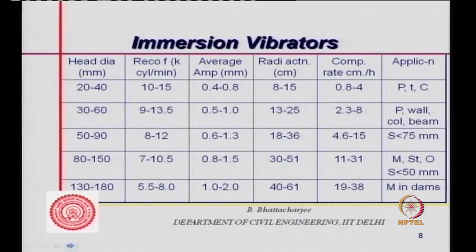Now we can look at the head diameter of this needle, 20 to 40 mm. Where will you be using this? Plastic concrete, thin section, right? You will be using it in plastic concrete. P stands for plastic, T stands for thin section, and C stands for congested reinforcement.